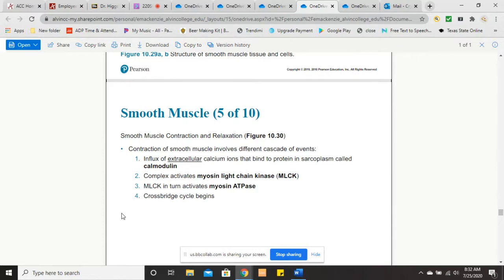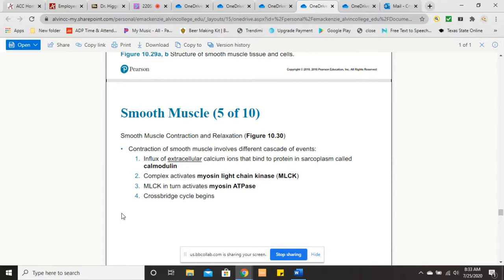Turns out it's going to get its calcium from outside the cell. We call it extracellular calcium. That's calcium outside of the cell. So during a contraction in smooth muscle tissue, because you do not control it, we do not begin with an action potential arriving at the axon terminal. It all happens in the smooth muscle cell itself, starting off with an influx of this extracellular calcium. Calcium rushes into the cell from the outside.